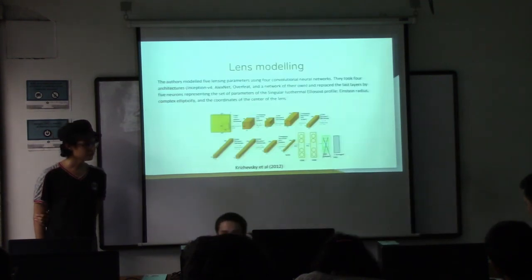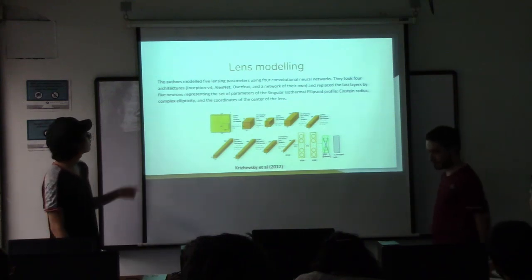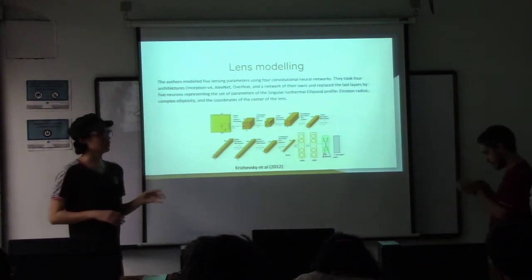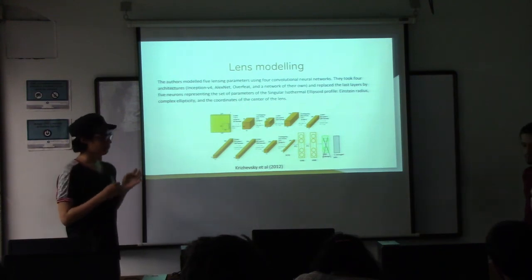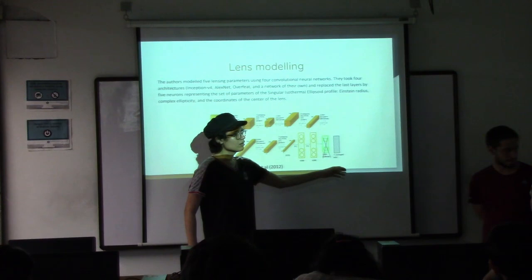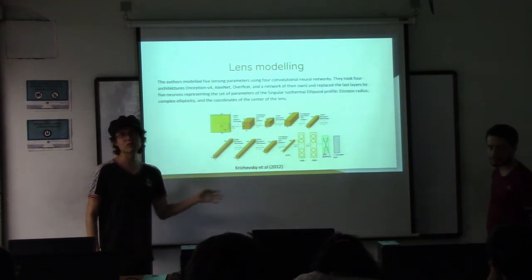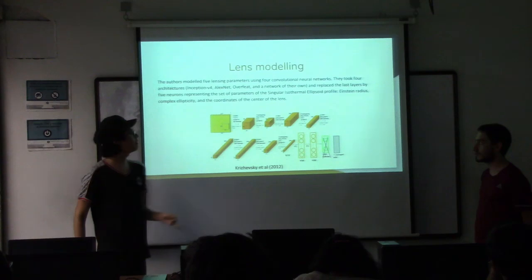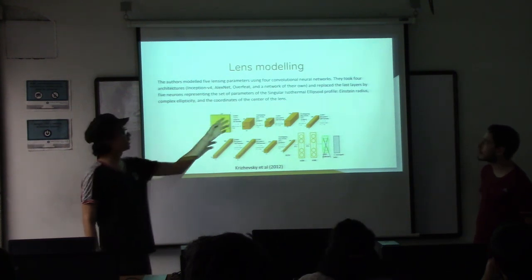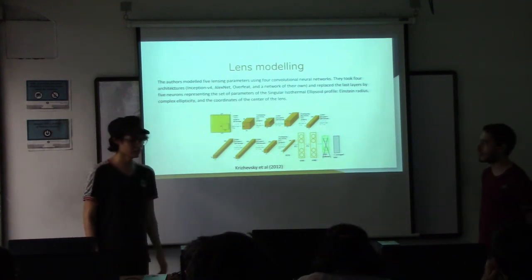Okay. So then, in order to model the lenses, they used four networks: Inception version 4, Overfeat, AlexNet, and a network of their own. The main difference between these networks and the original versions was that they replaced the classification layer by a mean square error layer, so instead of doing classification, they did regression. This way they were able to train the network to do regression for five parameters of the singular isothermal ellipsoid profile: the Einstein radius, the two components of complex ellipticity, and the coordinates of the center of the lens.